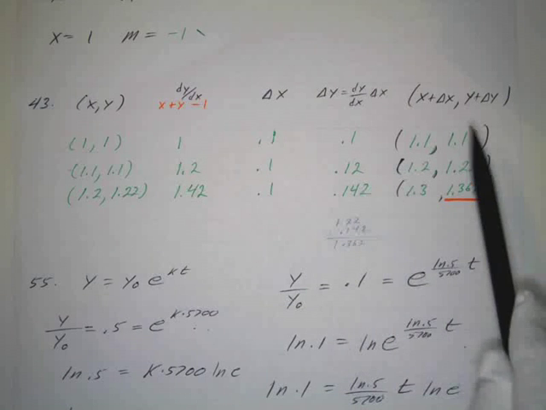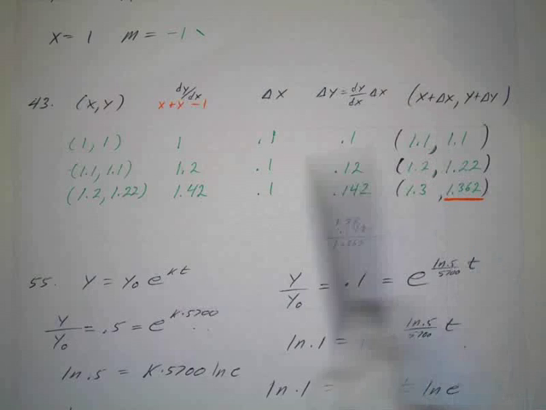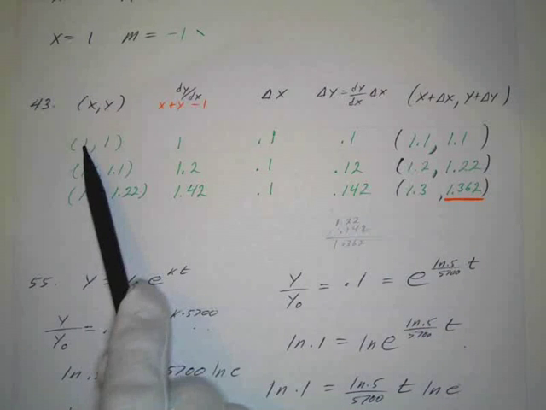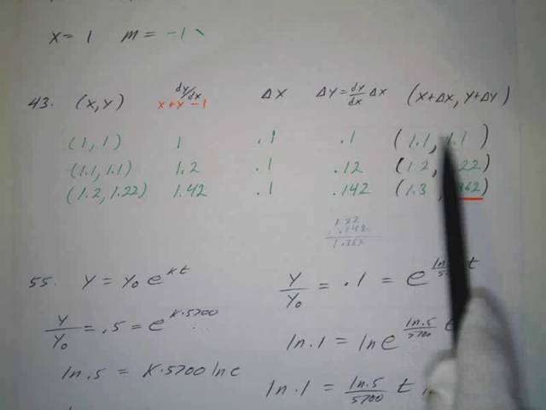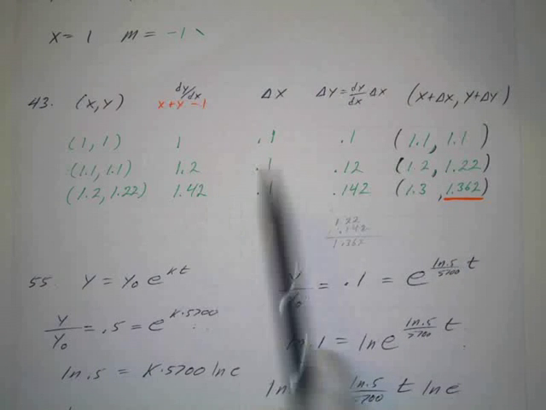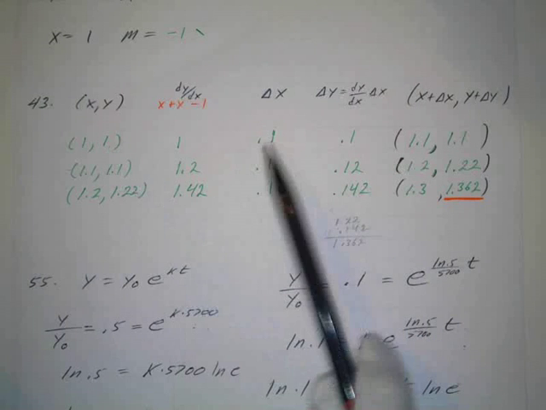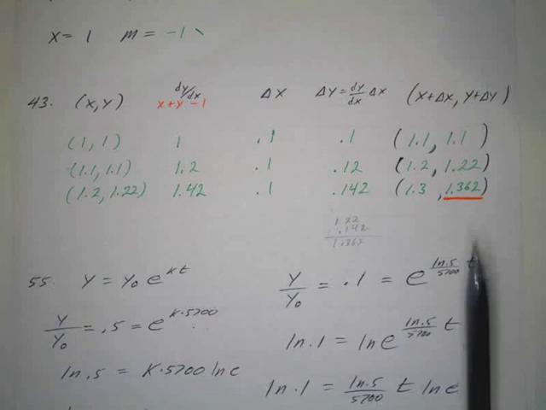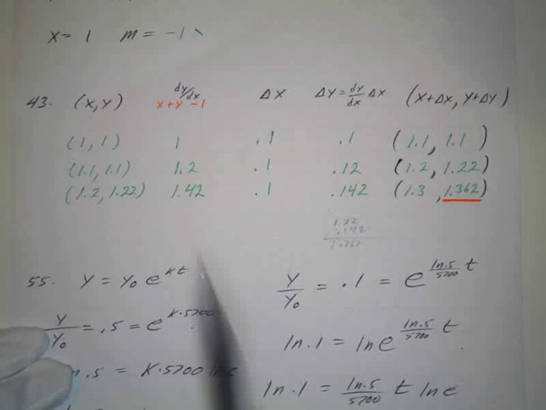So my new y is 1 plus 0.1, and my new x is 1 plus delta x. I just add x plus delta x to get my x value. So it would be 1 plus 0.1, which is 1.1, and then y plus delta y, again 1 plus 0.1 is 1.1. Then I go back. This is my next point. It now becomes my new point. I do the same thing.